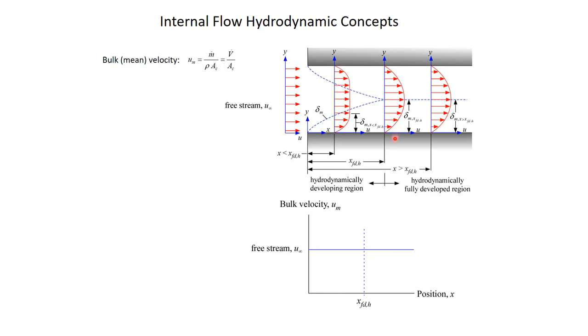And again, the bulk velocity is just the velocity you get by integrating the flow across the surface of the pipe. All right, so that's our characteristic velocity, right? We're going to use the bulk velocity to define things like the Reynolds number and later on the friction factor, right? For an internal flow, it's always going to be the bulk velocity.